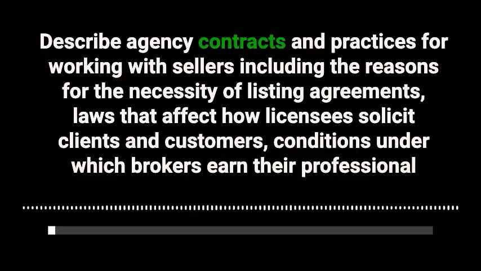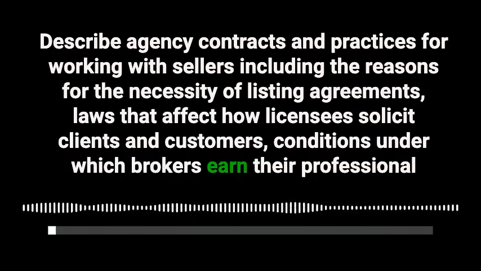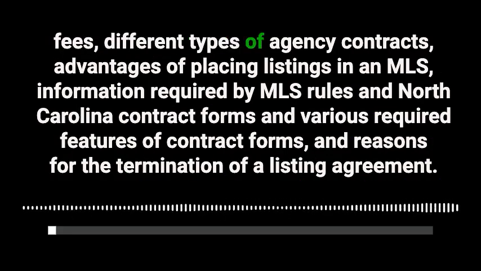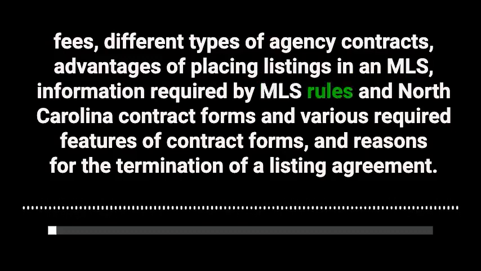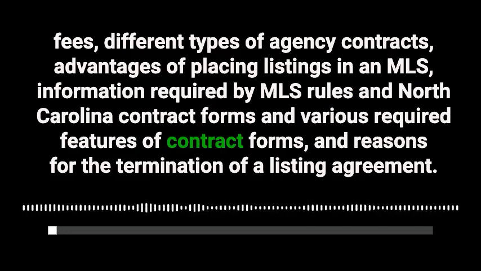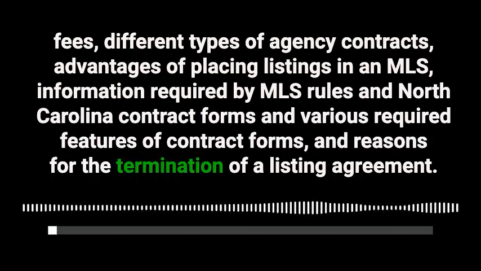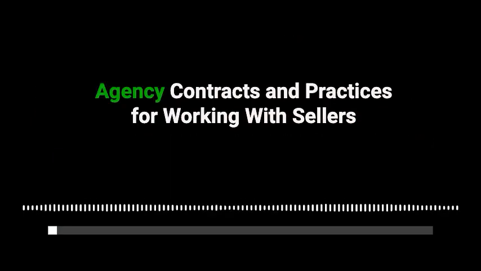Learning objective: Describe agency contracts and practices for working with sellers, including the reasons for the necessity of listing agreements, laws that affect how licensees solicit clients and customers, conditions under which brokers earn their professional fees, different types of agency contracts, advantages of placing listings in an MLS, information required by MLS rules and North Carolina contract forms and various required features of contract forms, and reasons for the termination of a listing agreement. Agency contracts and practices for working with sellers.